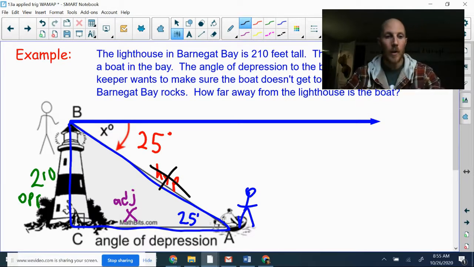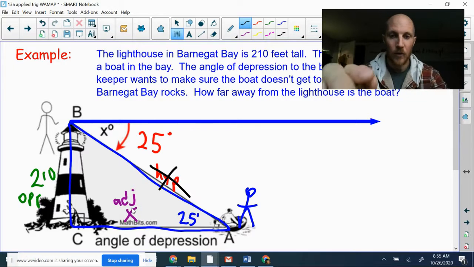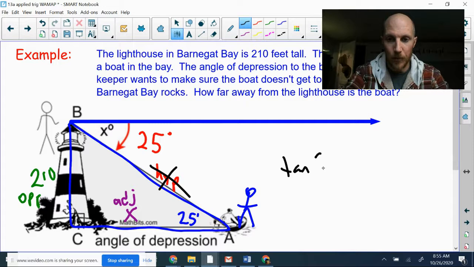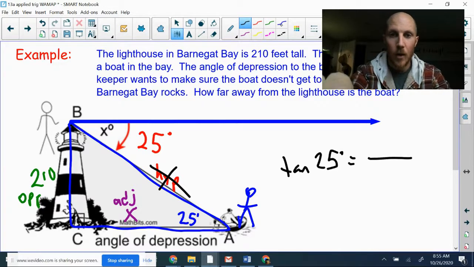So I'm going to choose which trig ratio I need based on the sides that I know, opposite, and the side I want to find, adjacent. I know that opposite and adjacent is tangent. So I could set up my trig ratio, tangent of 25 degrees equals the opposite side over the adjacent side. So it's going to be 210 over x.